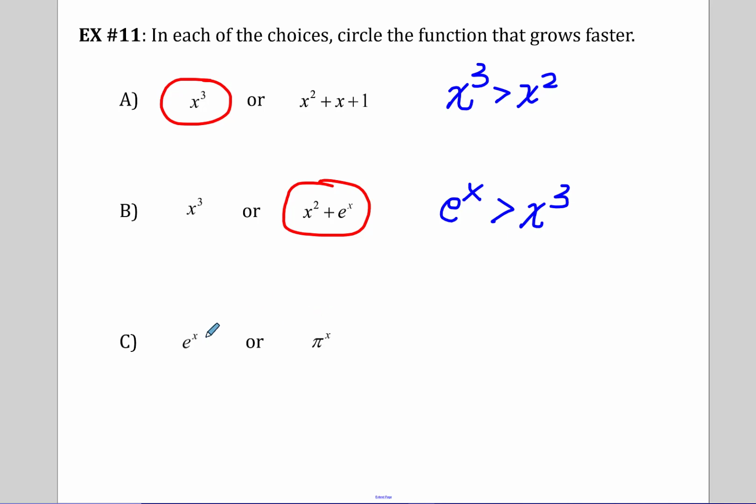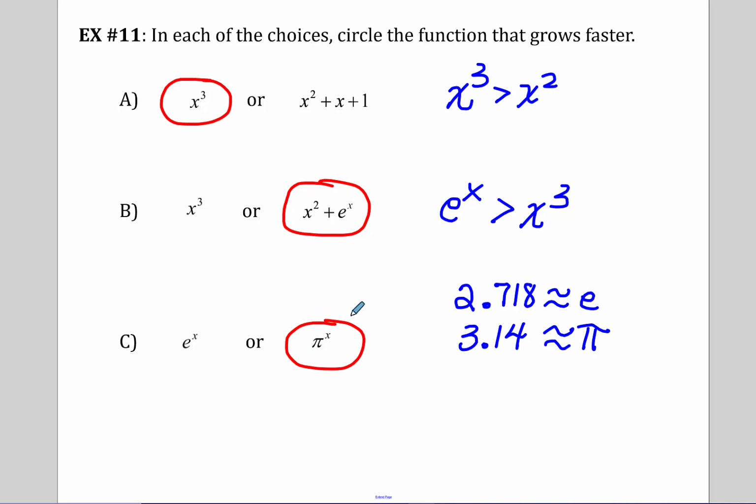And here you got to think about it. How big is e? Well, e is about 2.718. And how big is pi? 3.14. So which one is going to grow faster? E to the x or pi to the x? It's going to be pi to the x. Okay, here comes our last example.